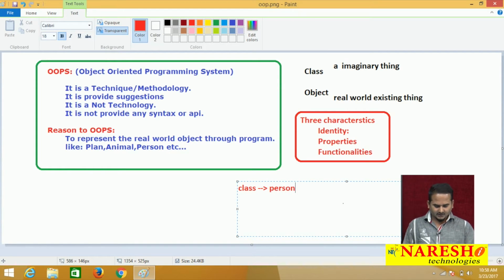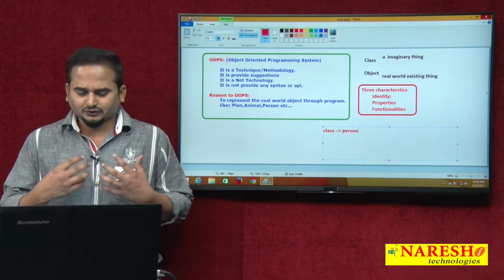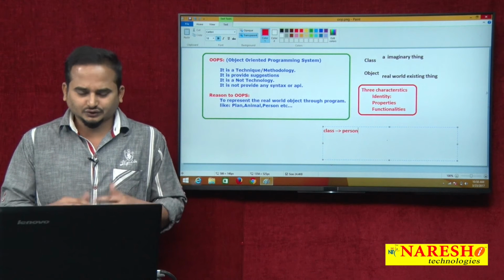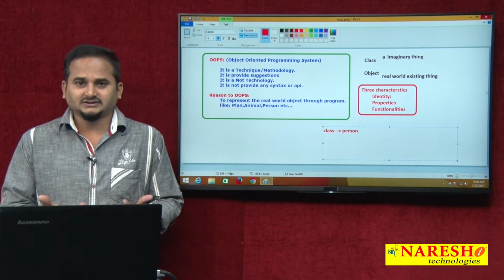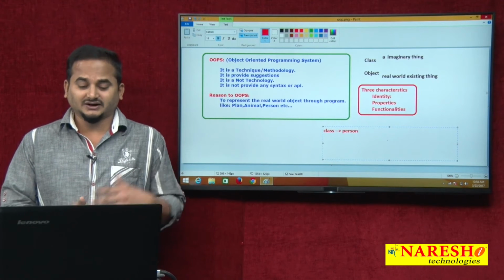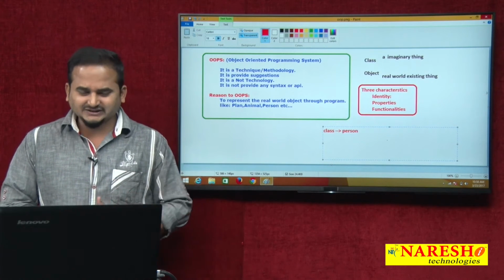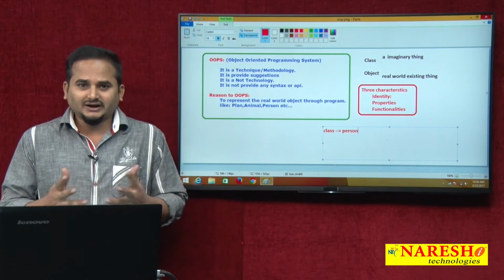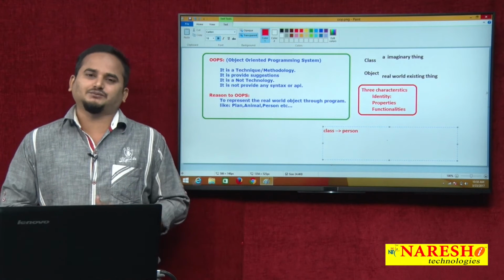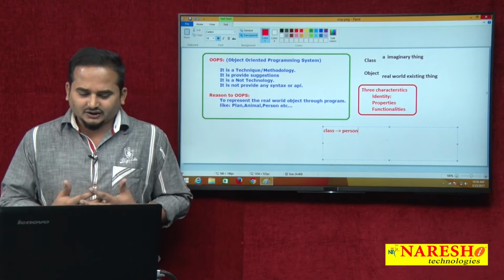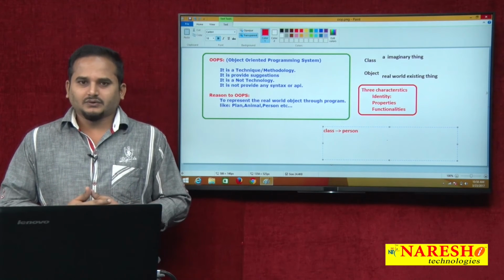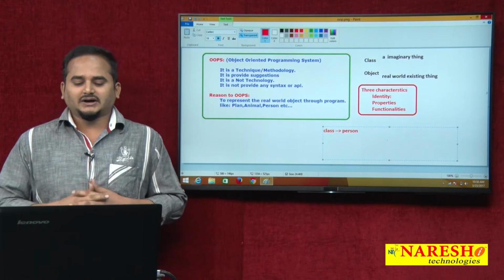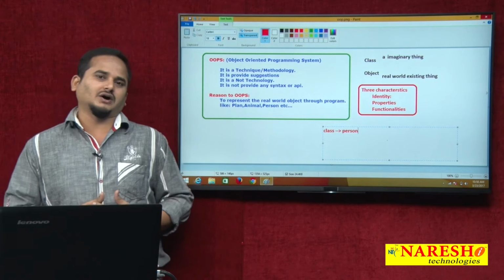For example, if I take a class like a person, and after completion of this session I say I am going to meet one person, which person will you recognize? You are not getting a particular person's image. That is a class. If I say that after completion of the class I am going to meet Sachin Tendulkar, then Sachin Tendulkar comes under one real world object. Tendulkar has some particular characteristics: identity, properties, as well as functionalities.